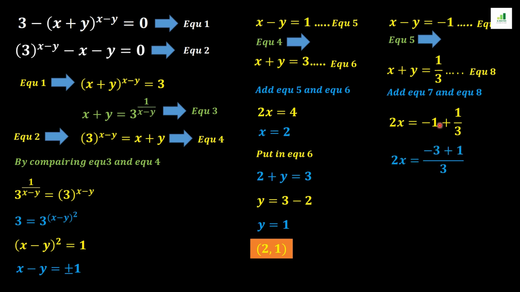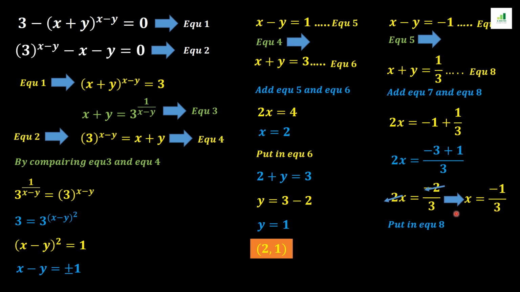Now in the next step, we should simplify this. As a result, we will multiply this 3 with this 1 and get minus 3, and plus 1 will remain the same, over 3 will remain the same. Now in the next step, this minus 3 plus 1 will be equal to minus 2, over 3 will remain the same, and the other part of the equation will remain the same. Now this 2 and this 2 will cancel out, and as a result we get the second value for x, which is x is equal to minus 1 over 3.